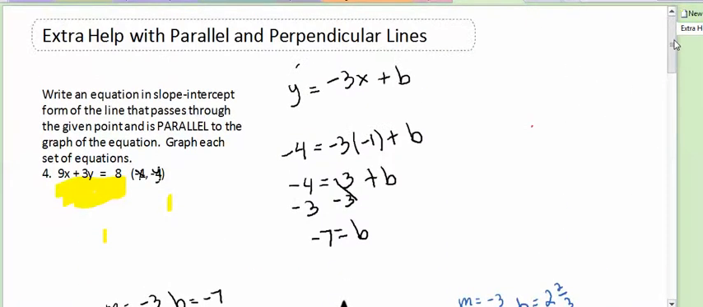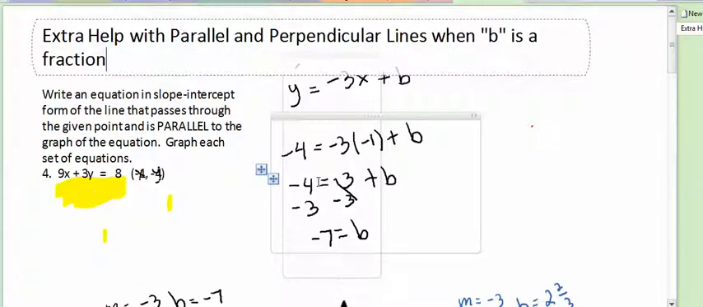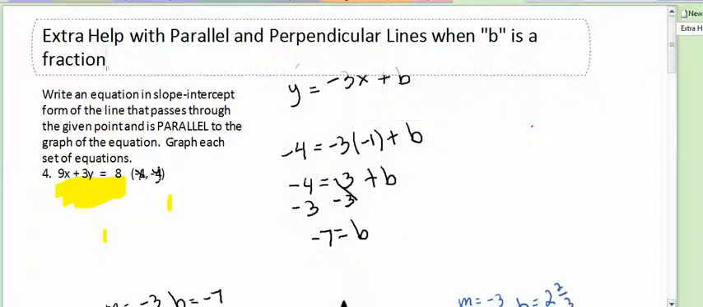Okay, so that's extra help with parallel and perpendicular lines. We'll call that extra help number 1. I'm going to save that as one lesson, or say number 4, as one lesson. I'm going to stop it, so in case you just need to see that part, you've got it. Okay, I changed the title. So it's extra help with parallel and perpendicular lines when b is a fraction. We'll call it that. So if you need help with that, hopefully you're watching it and you got your question answered.